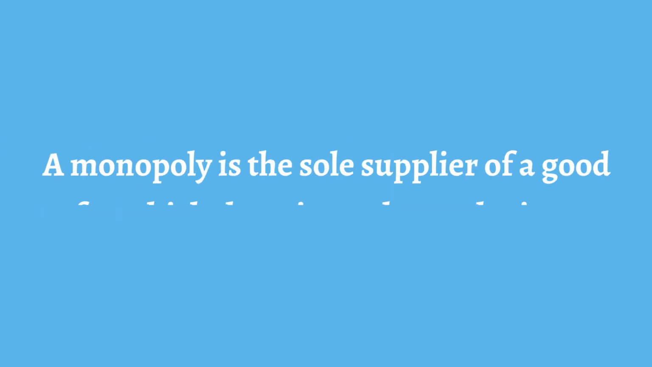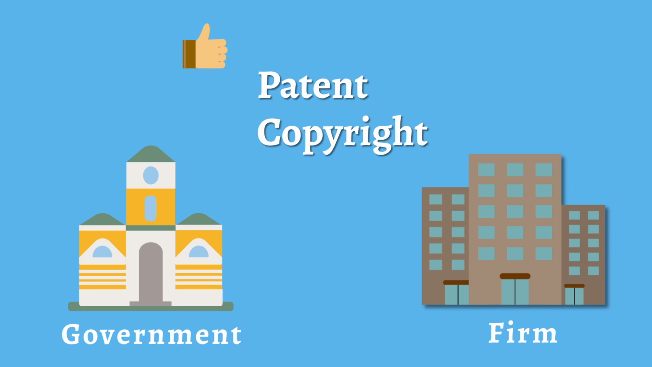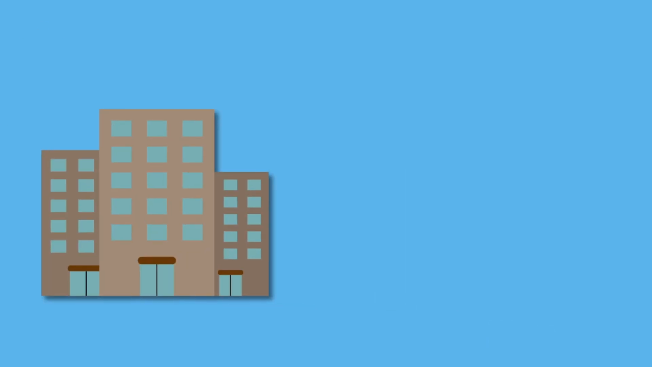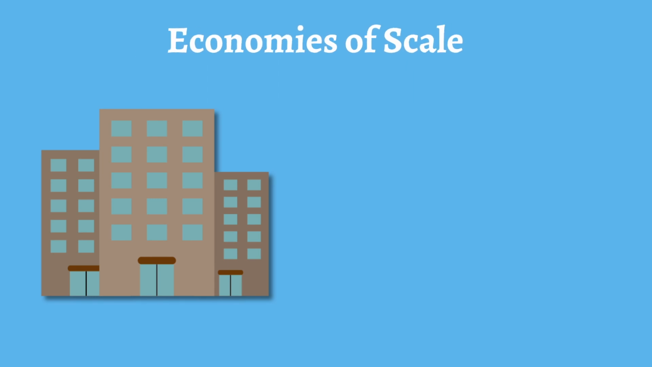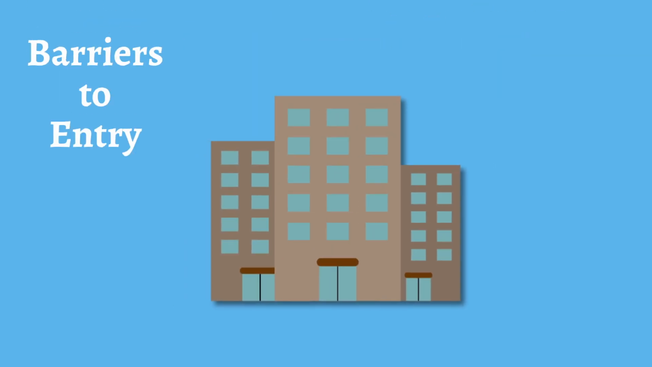A monopoly is the sole supplier of a good for which there is no close substitute. It arises when a single firm owns a key resource of production, or when the government gives a firm the exclusive right to produce a good, usually in the form of patent or copyright. Another possible reason for a monopoly to arise is that a single firm enjoys strong economies of scale, meaning that it can supply the entire market at a lower cost than many firms could. In short, the main cause of monopolies is barriers to entry, which other firms cannot enter the market.